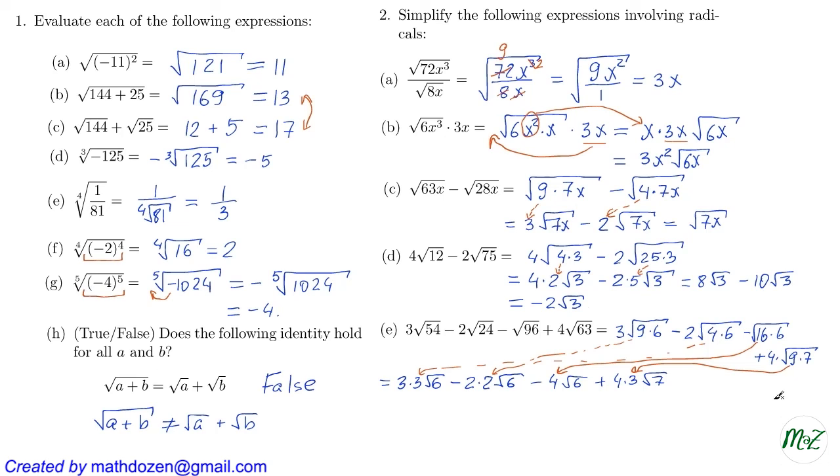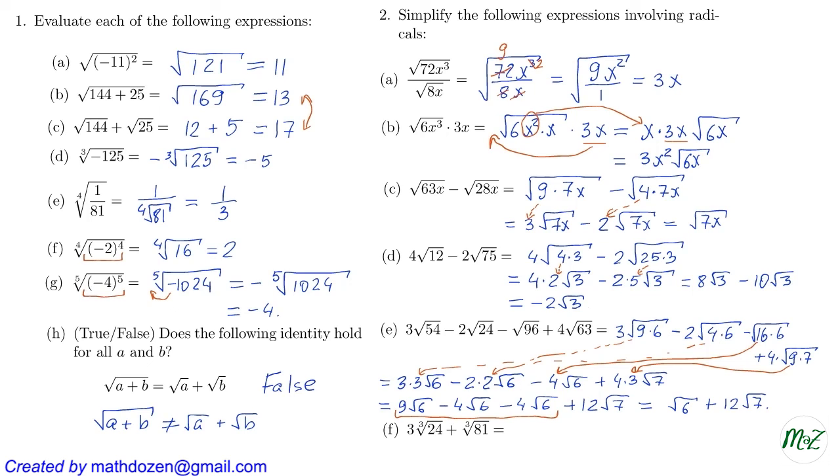The square root of 16 is this 4, and the square root of 9 is that 3. And things are multiplied, so we have 3 times 3 minus 2 times 2 minus 4, and then plus 4 times 3. So we do the math, and we have 9 root 6 minus 4 root 6 minus another 4 root 6 plus 12 root 7. Only the first 3 terms have the like radicals, square root of 6, so we combine those 3 into a single square root of 6 plus 12 square root of 7.